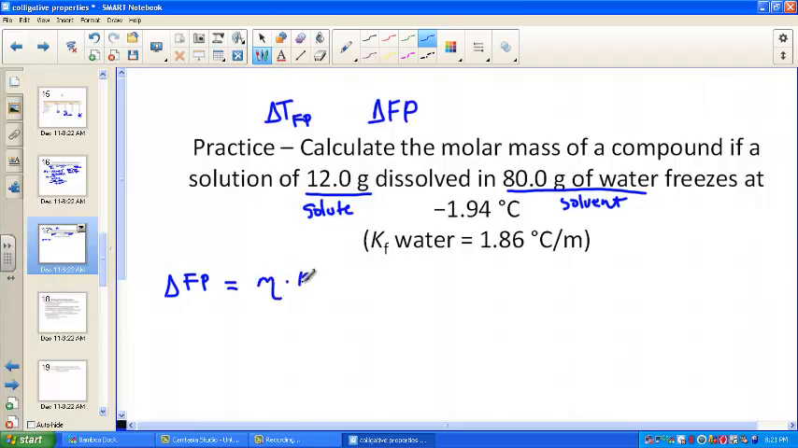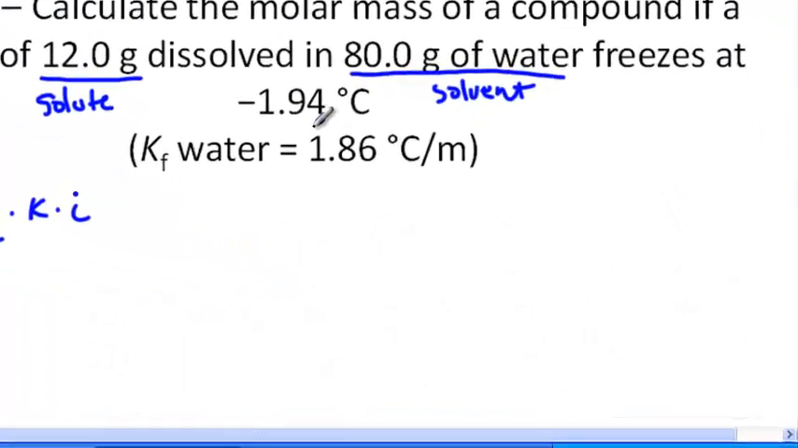The change in freezing point is molality times the K constant times the Van't Hoff factor. Because we're looking for a molar mass of a molecule, the Van't Hoff factor is known to be 1. I like to write that. It's my habit. The Van't Hoff factor will always be written even if it's a 1, a non-electrolyte value of 1.